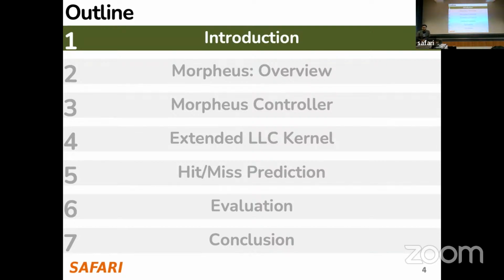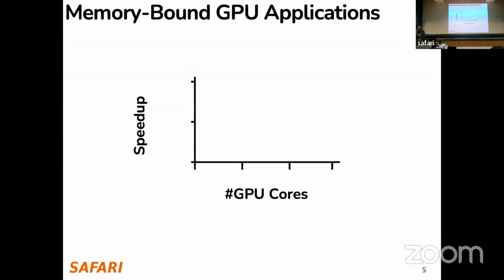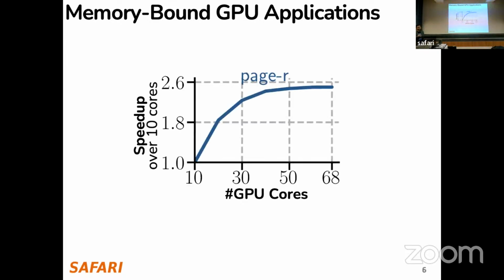and motivation. To motivate our work, as I already mentioned, we study memory-bound GPU applications. So what we did is we took a bunch of applications and we looked at the speedup, here plotted on the y-axis, that we get for increasing number of GPU cores that we use for the applications on the x-axis. And if we study a memory-bound application like PageRank, so it's a well-known search algorithm, we get a plot like this.